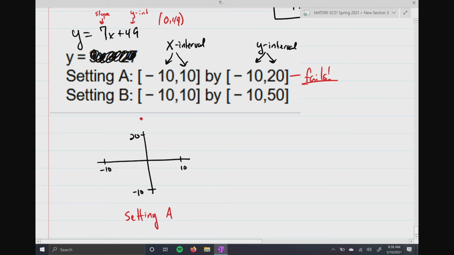Now, look at setting B. Setting B goes from -10 to 10. That's the same. But your y interval now goes from -10 all the way up to 50. And we know the y-intercept is going to be right here at 0,49. So that is how I know setting B wins.